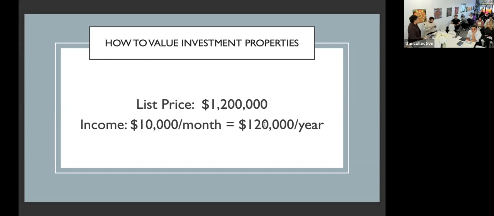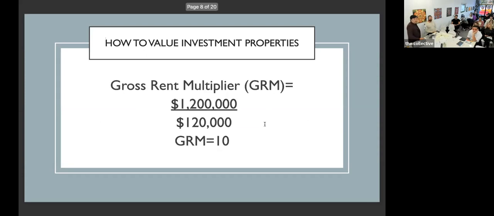Now, anyone tell me, what is the GRM on this property? 10, and it's a good one, 10. How did you get that? Next slide. The formula we just talked about. It's the list price, 1.2 million, divided by 120,000. It gives you 10. Now question, if I have a property that's listed at a 10 GRM here in the city of West Hollywood, is this a good buy or bad buy?